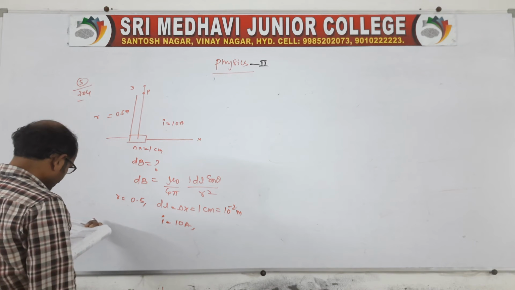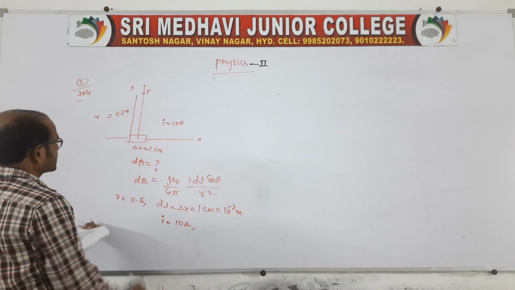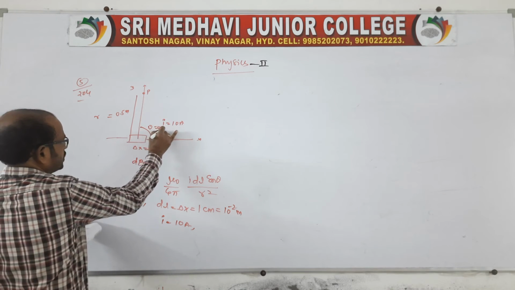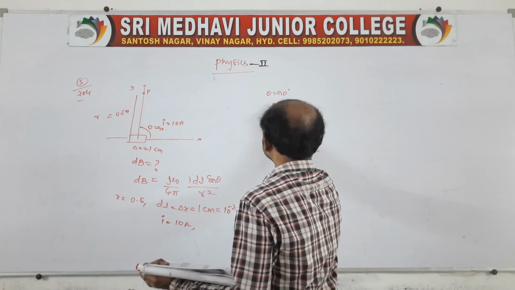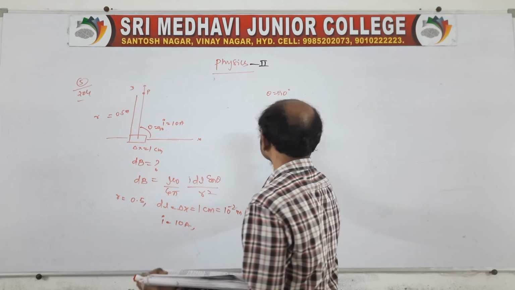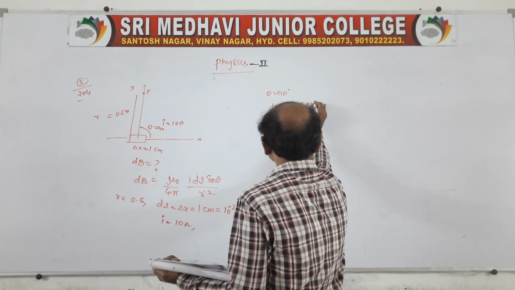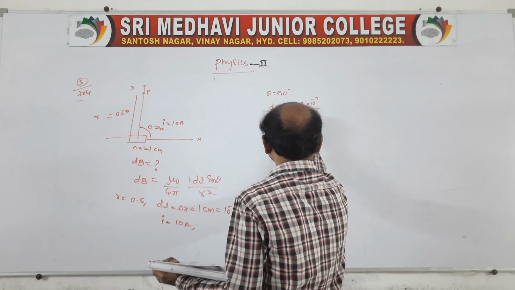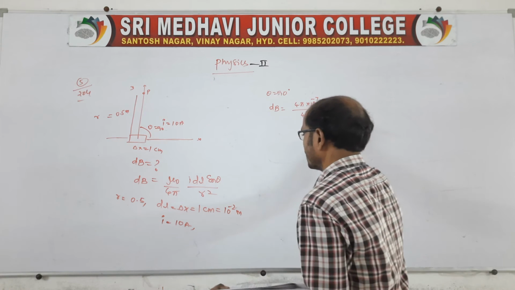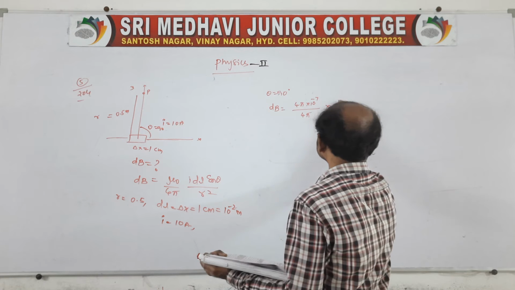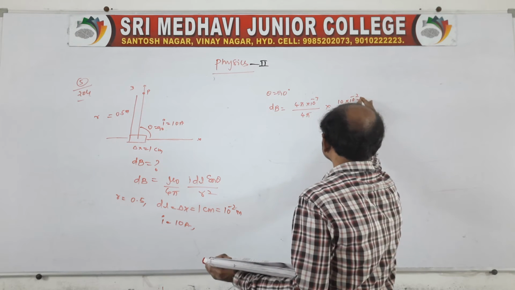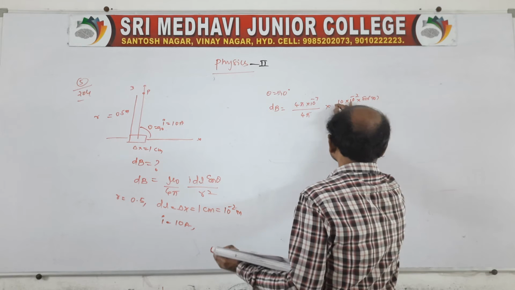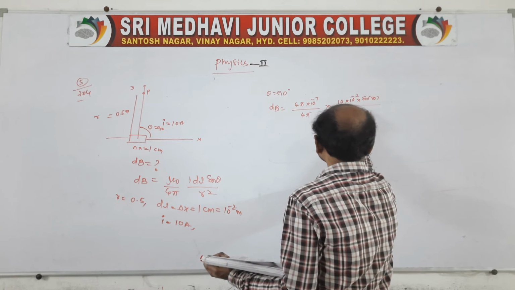That's all. Your mu naught we know, and theta is given as 90, because the point is at a distance, so that theta you take as 90. Now find dB. dB is equal to mu naught, 4 pi into 10 power minus 7, by 4 pi, into I, which will be the maximum current, 10 ampere flows, dl will be 10 power minus 2, sin 90, by r value 0.5 whole square.